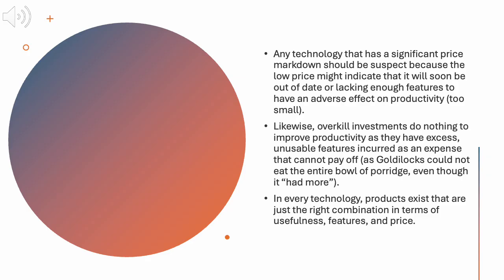Any technology that has a significant price markdown should be suspect because the low price might indicate that it will soon be out of date or lacking enough features to have an adverse effect on productivity. Too small. Likewise, overkill investments do nothing to improve productivity as they have excess, unusable features incurred as an expense that cannot pay off, as Goldilocks could not eat the entire bowl of porridge even though it had more. In every technology, products exist that are just the right combination in terms of usefulness, features, and price.